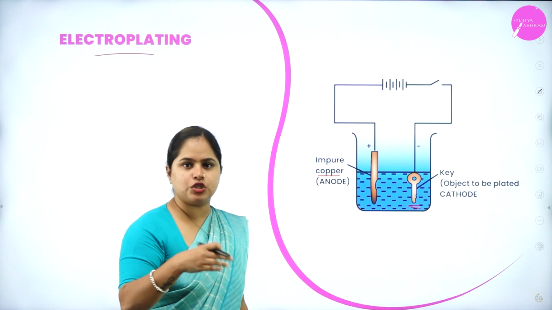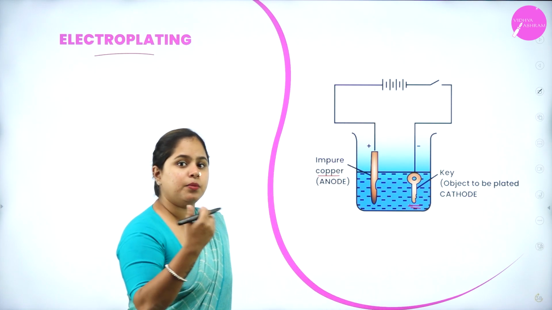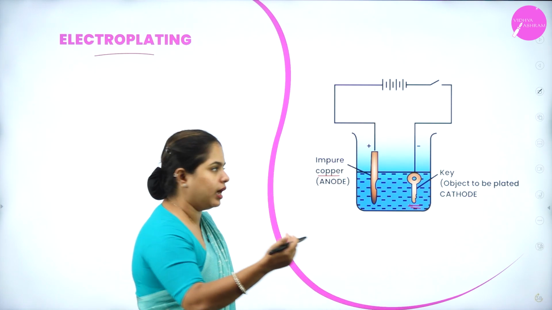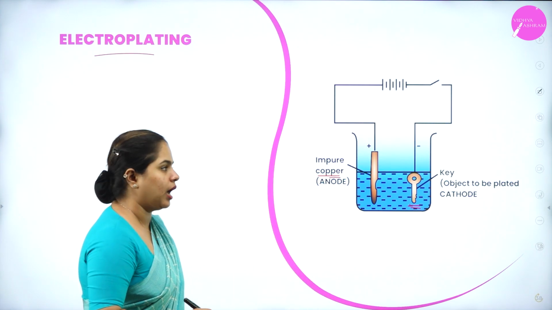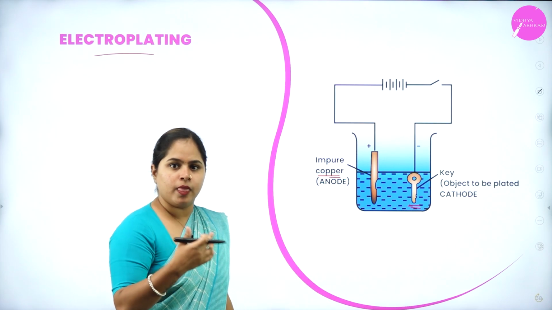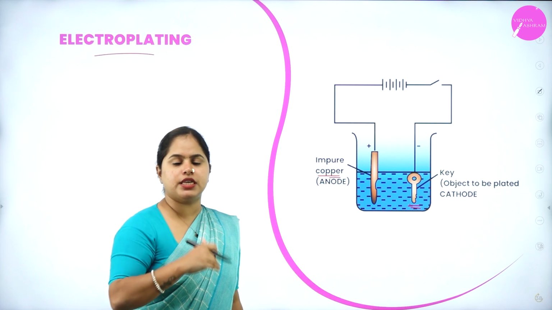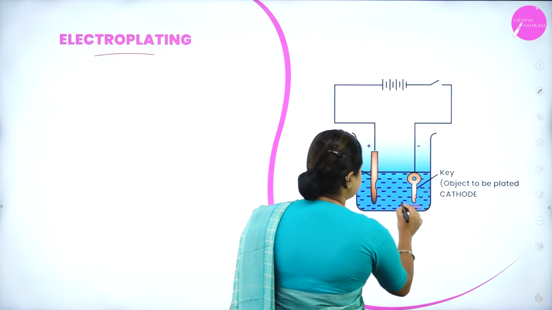Now the key has to get coated, right? So the key is going to be taken as the cathode, and the metal that you want to coat is going to be your anode, right? Same way at the anode, what is happening? Oxidation will take place and Cu2+ will be formed. Cu gets converted into Cu2+, oxidation happens, and what happens here?